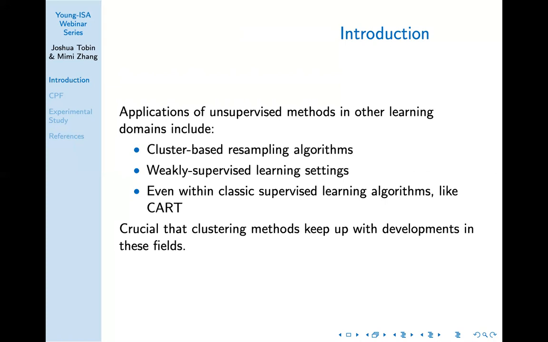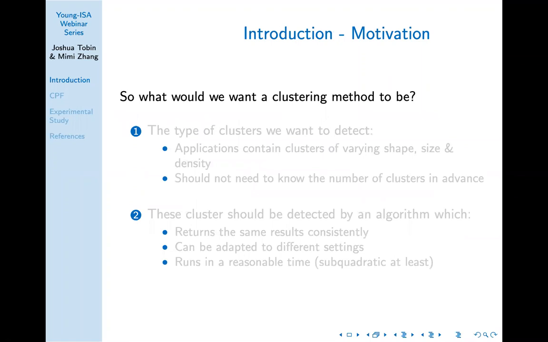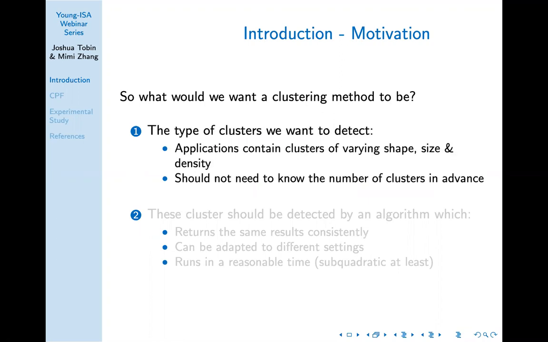And these application domains regularly contain data sets which can be challenging for the majority of popular clustering methods. So when we think about these application domains, they force us to consider what kind of clustering algorithm we need and what we need it to do. I think there are two strands to consider here. Firstly, we need to think about the type of clusters that we want a clustering algorithm to detect. For example, in resampling algorithms using clustering methods, we need to be able to detect heterogeneous clusters in terms of their shape, their size, and their density.